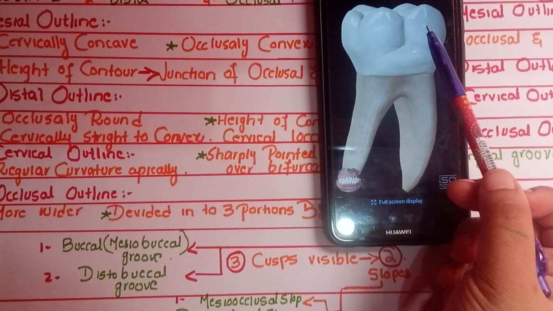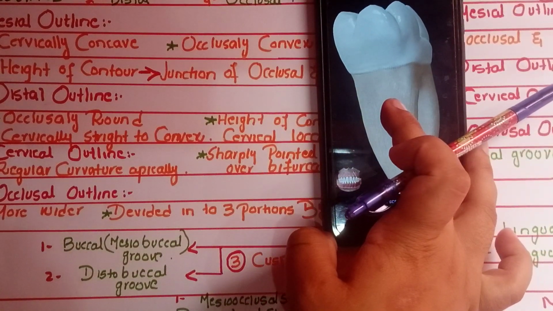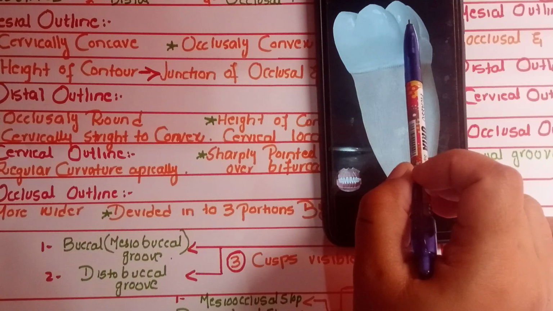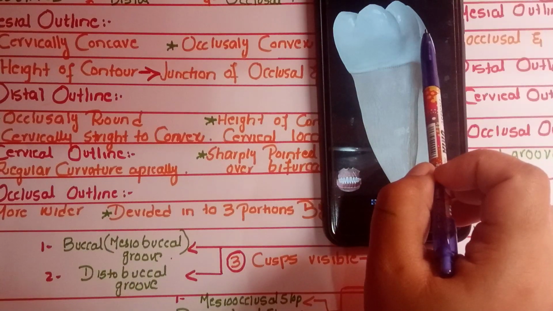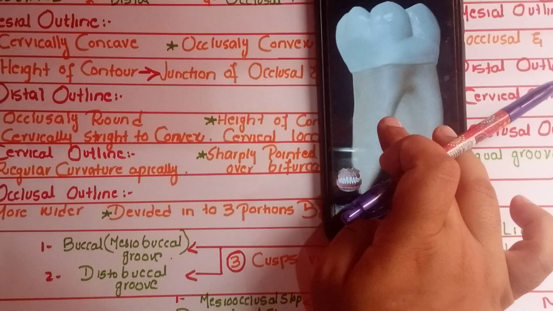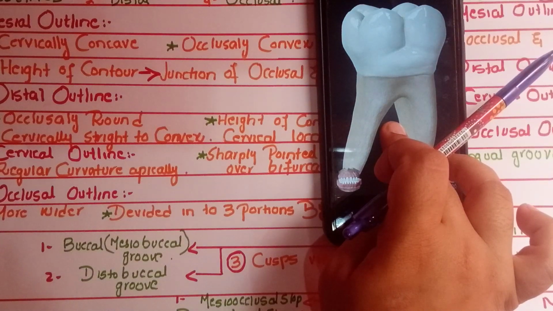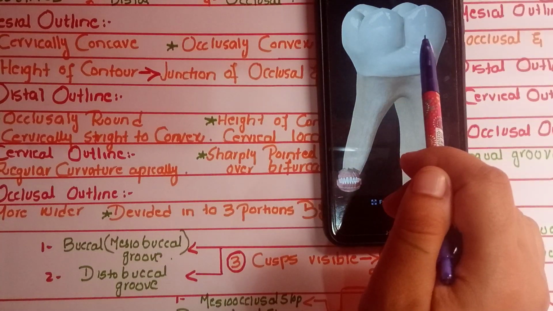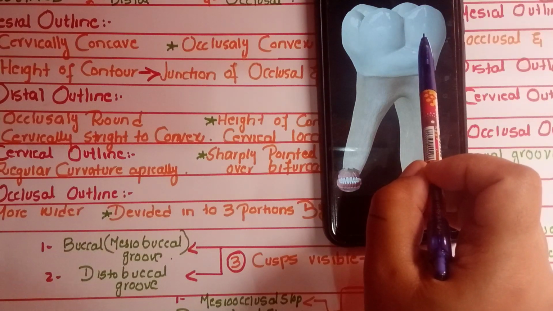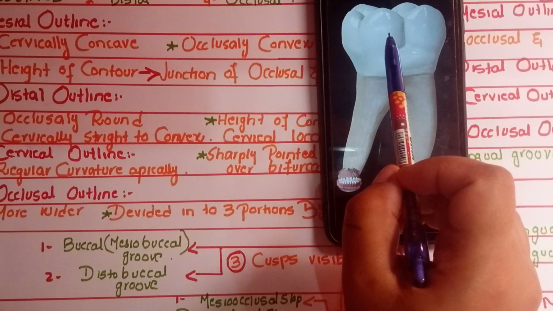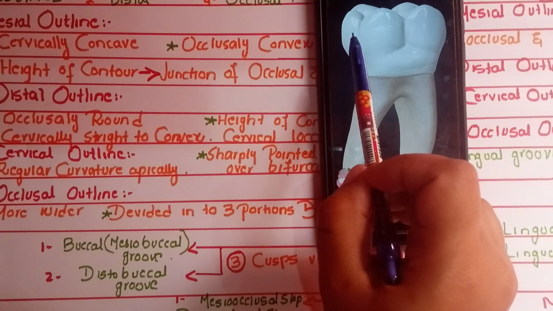Here you can see the convexities on the distobuccal cusp and the mesiobuccal cusp. These convexities are known as the buccal cusp ridges. So this is the mesiobuccal cusp ridge, this is the distobuccal cusp ridge, and this is the distal cusp ridge.